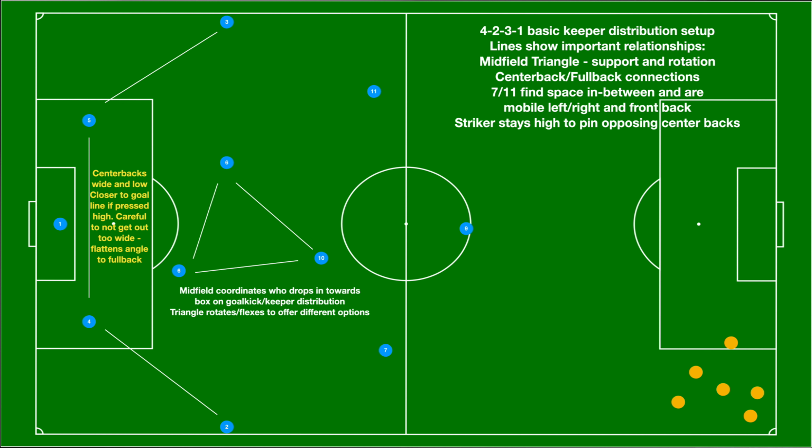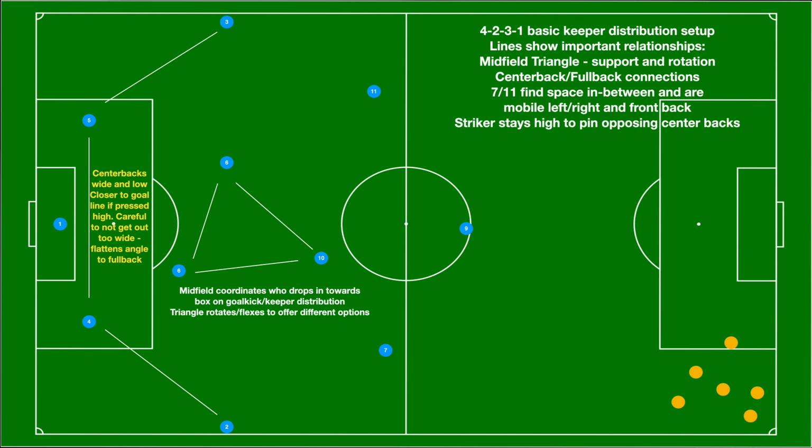If the other team is pressing forward with 2 or 3 players at the top of the 18, the 4 and the 5 may have to drop further back towards the goal line to give themselves some more time and space. It's important also to make sure that the 4 and 5 don't get too wide in the 18, because that flattens the angle to the 2 and the 3, making it easy to cut off that pass.